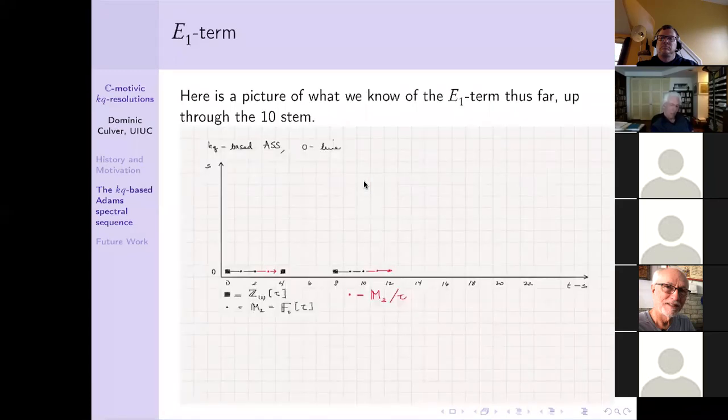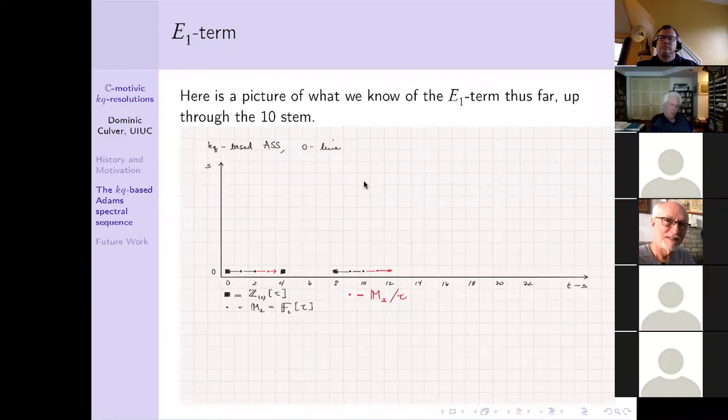And so what I want to do is build up a picture of the E1 term of the KQ-based atom spectral sequence in a range. So at this point, we've figured out what the 0 line is. Here a black box is a Z adjoint tau, a black dot is again an F2 adjoint tau, and a red dot is just an F2.